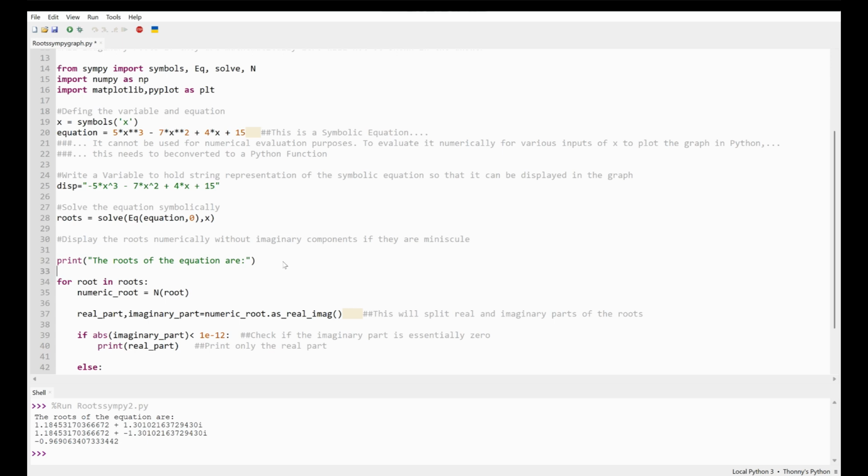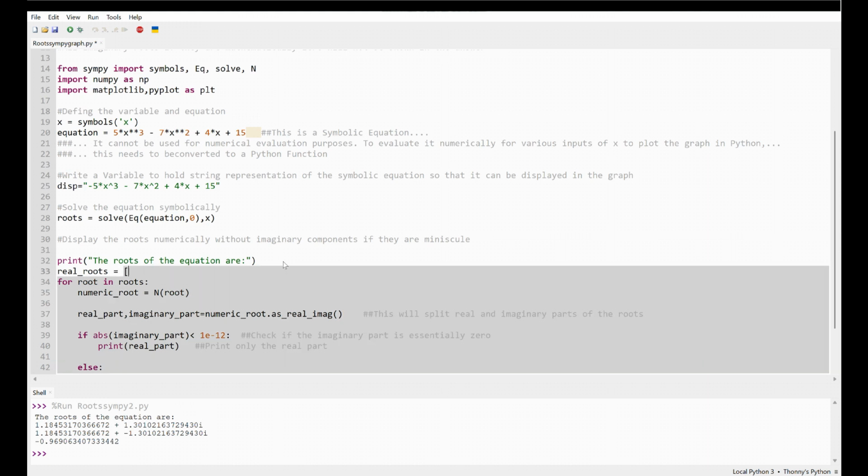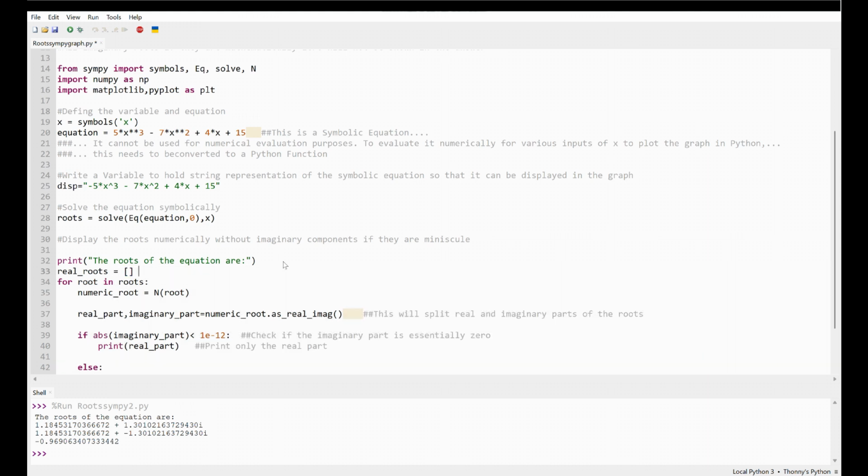So I'll probably tweak the code like this. I'll say real underscore roots is equal to brackets. This is where all the real roots will be stored, so that imaginary roots cannot be plotted on the graph. And over here I will tweak this. I will say graph of function along with real roots only.